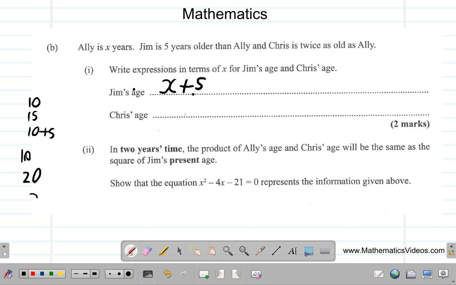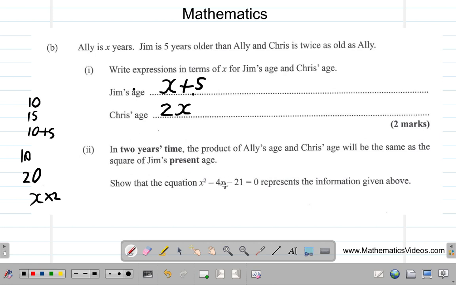So, here now, Ali is X and Chris is twice as old as Ali. So, we must do X times 2. So, Chris' age will be, you write it as 2X. 2X. Right? So, that will be Chris' age. So, you see. Alright.